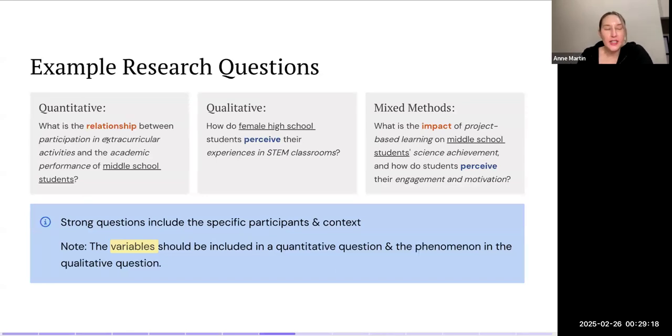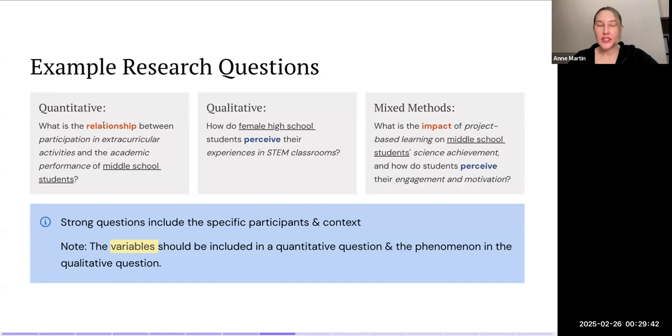Now, in your quantitative question, you have the variables. So it's important in your quantitative research question that you include the variables, and in your qualitative, you include the phenomenon that you are considering, and mixed methods will have both. So I put in italics what the variables are, the phenomenon.